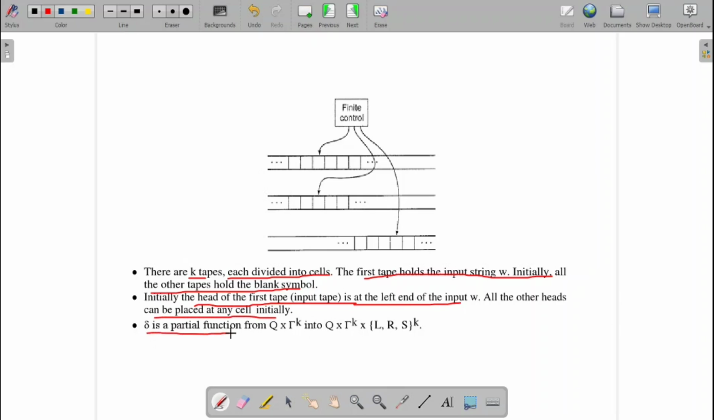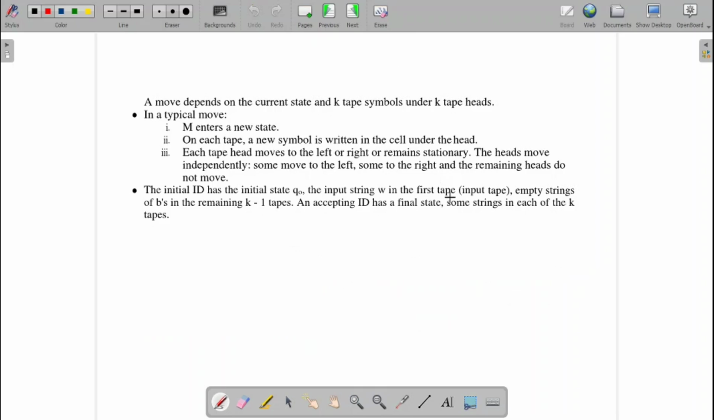Delta is a partial function, that is, multiple transitions may be there. It maps Q × τ^K, where K is the number of tapes and τ is the tape symbol. For each tape we can have a different movement: left, right, and stationary, which is allowed for your multi-tape Turing machine. A move depends on the current state and the K tape symbols under the K tape heads.